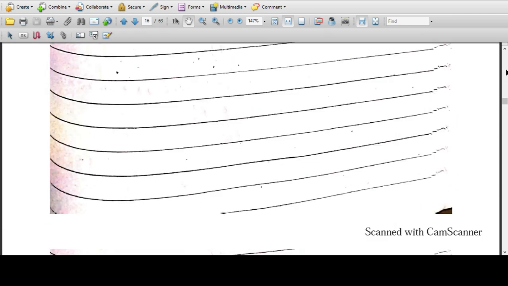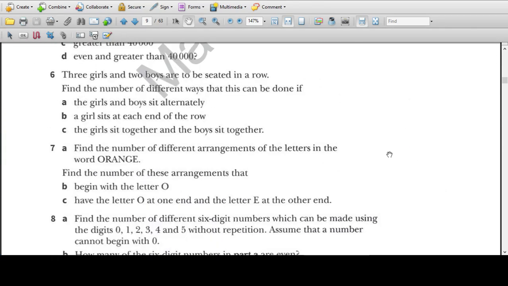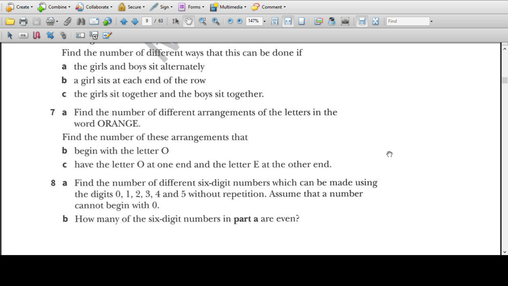And now question number 7. Find the number of different arrangements of the letters in the word orange. Find the number of these arrangements that begin with the letter O. If the letter O is fixed here, then we have 5 factorial possibilities. For the first part, there are 6 letters, so this is 6 factorial. And for part B, this is 5 factorial, because O is fixed here.